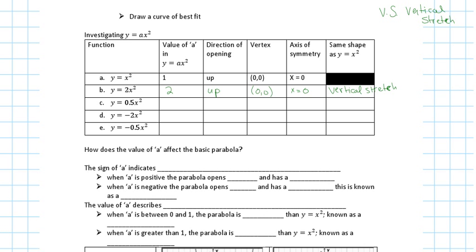What's the value of a in the next one? 0.5. Direction of opening? And the vertex? Axis of symmetry is still the same. And what do we call this? Vertical compression. Right? And vertical compression is going to be VC.